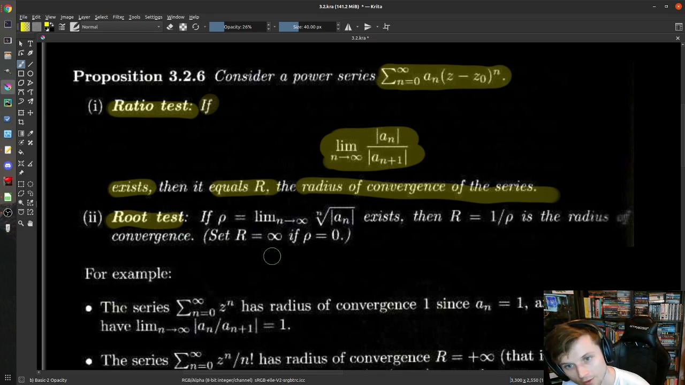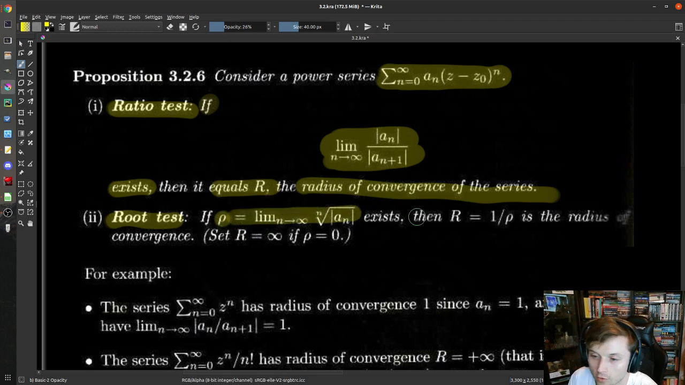We all know and love the root test. The root test looks at a quantity, let's call it rho, which is defined to be the limit, as n goes to infinity, of course, of the nth root of the modulus of the nth coefficient. If this exists, then r equals 1 over rho. This is the radius of convergence as well.